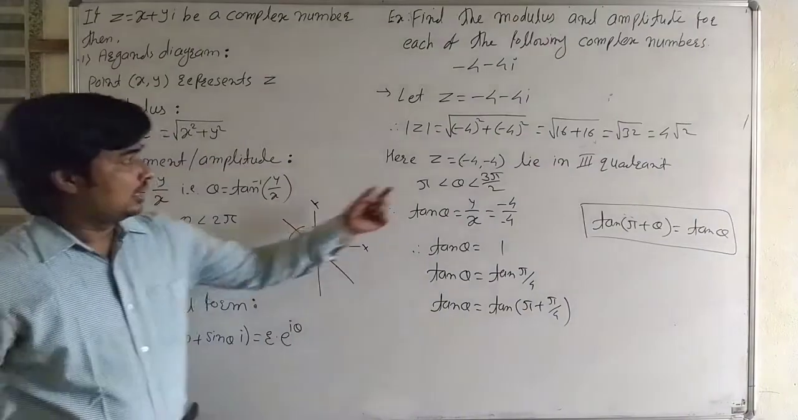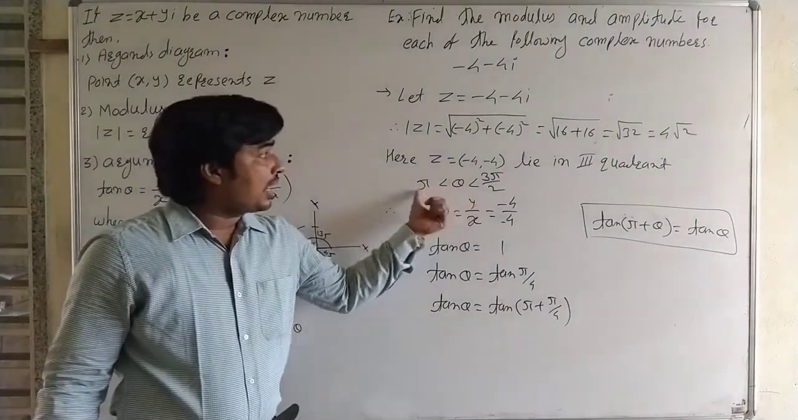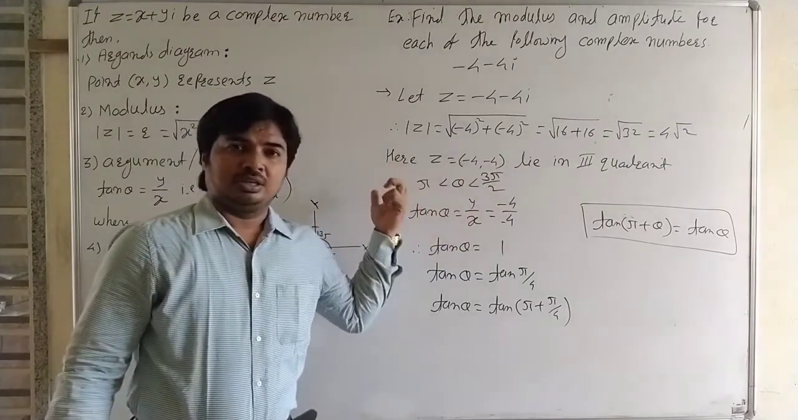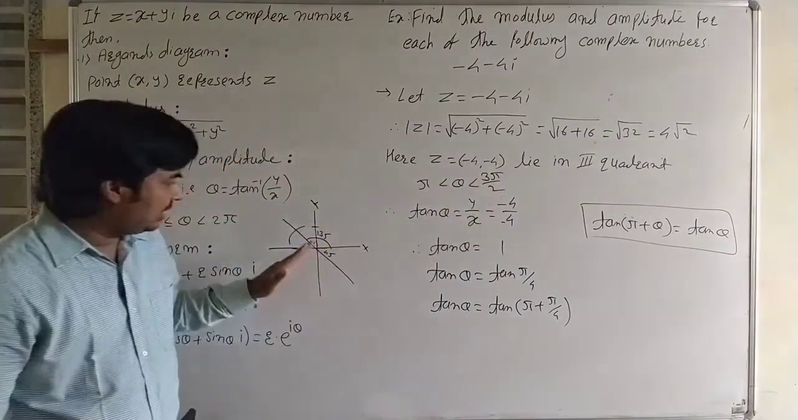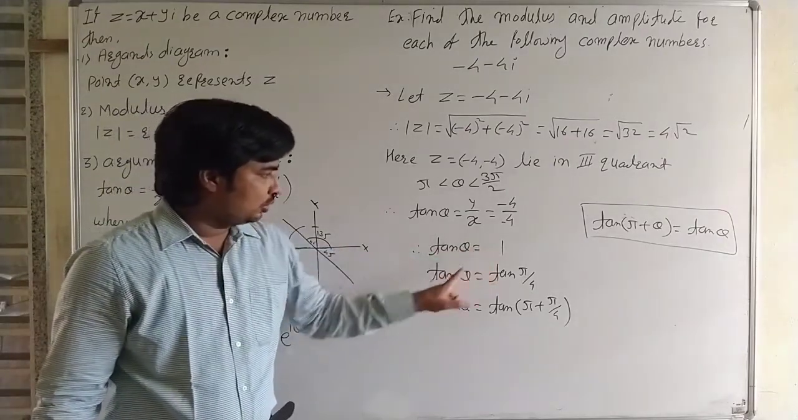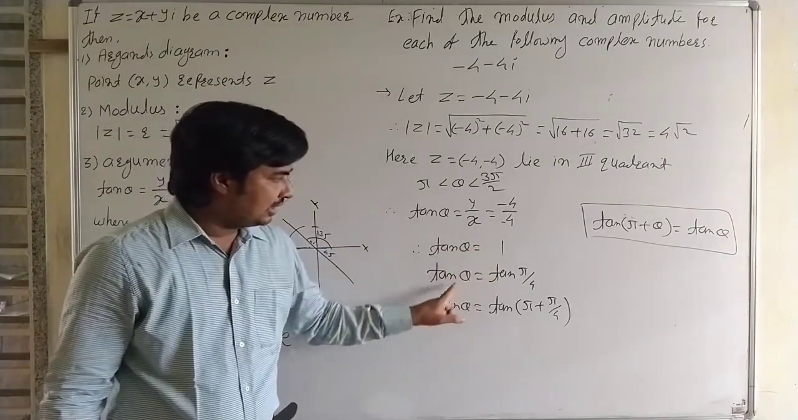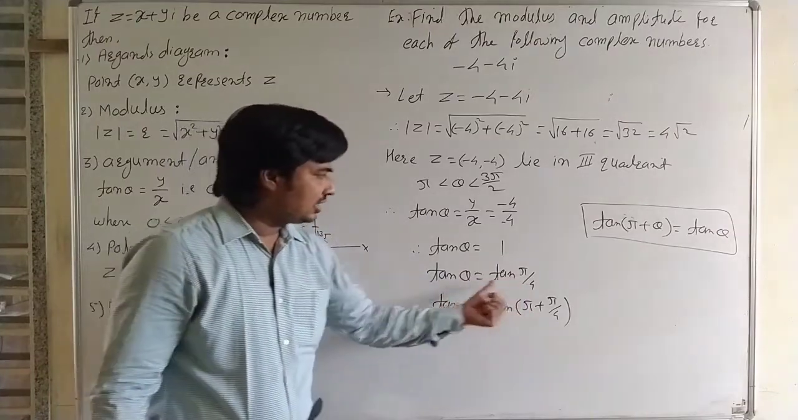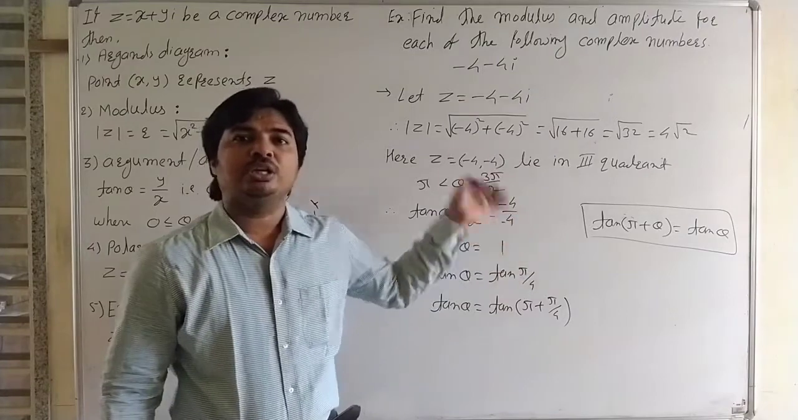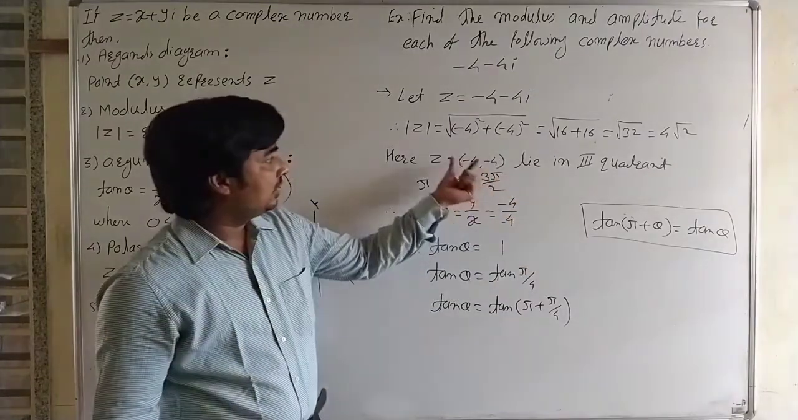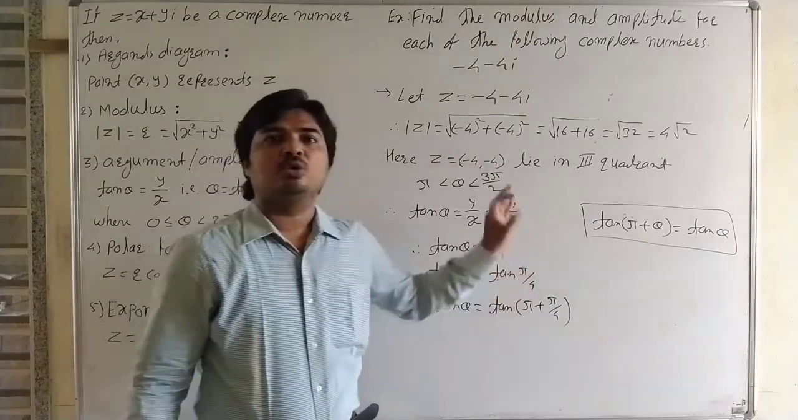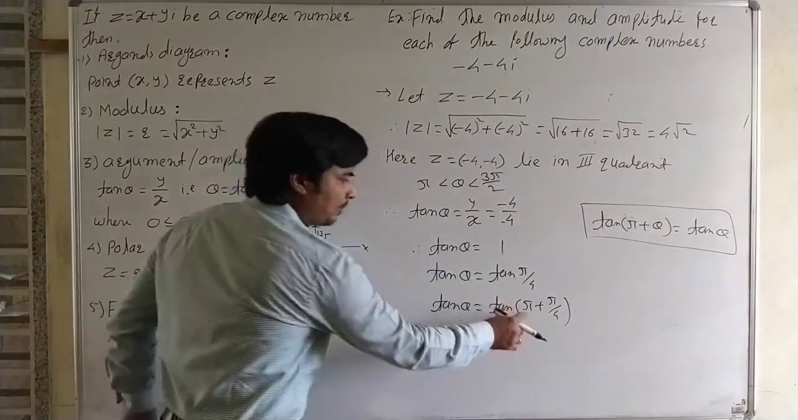Here theta is greater than pi and less than 3 pi by 2. In between 180 to 270, that lies in the third quadrant. Therefore we have tan theta is equal to 1, so theta is equal to tan pi by 4, that is theta is equal to pi by 4, directly we can write. But theta is equal to pi by 4 means the point is in the first quadrant, but our point is in the third quadrant. Therefore the value of theta is not equal to pi by 4, it is pi plus pi by 4.